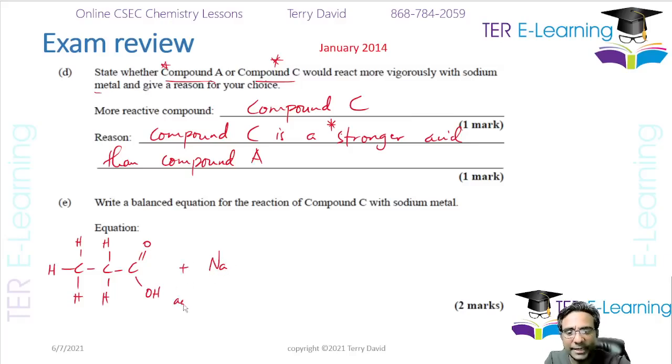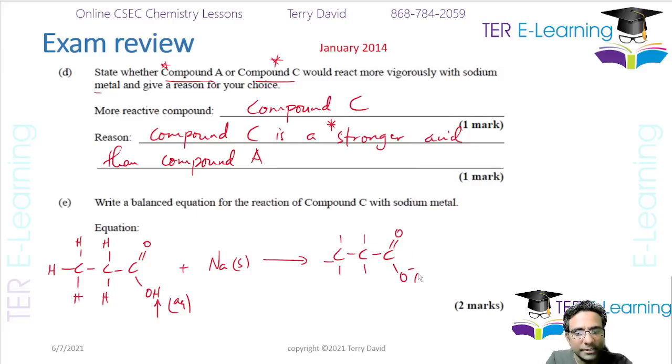So this here is going to be aqueous, and this is sodium solid, right? But what's going to happen is that the sodium is going to displace this H here. So the compound that I'm going to get is C O minus Na plus, plus what is going to happen, you're going to get H2 gas. That's going to be my product here, right? This here is aqueous, by the way, right?